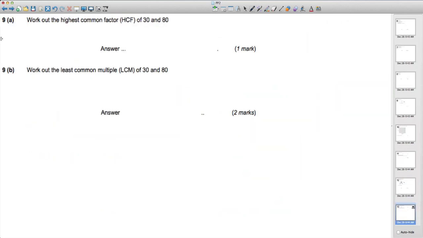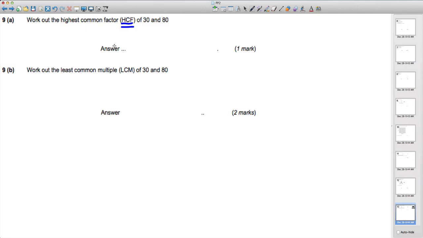Question 9. Work out the highest common factor of 30 and 18. Okay, now what does highest common factor mean? What is the largest number that divides into both 30 and 18?